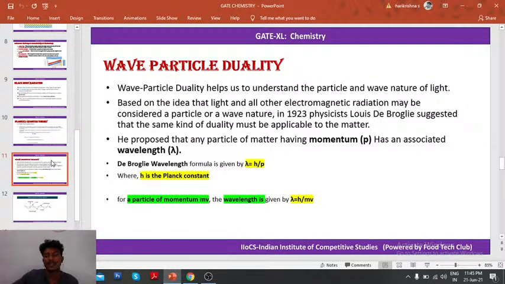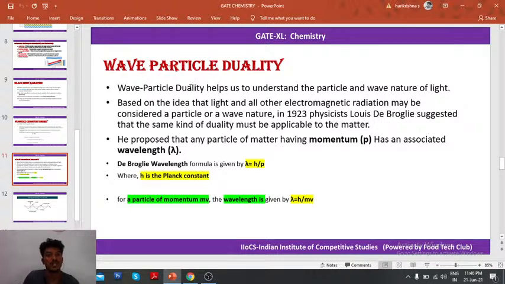Then from this quantum hypothesis, we have the origin of wave particle duality, that is, the dual nature of particles. Wave particle duality helps to understand the particle and the wave nature of light. So this principle is used to understand the particle and the wave nature of light. To understand the wave nature of light or the emissions, we use this dual behavior.